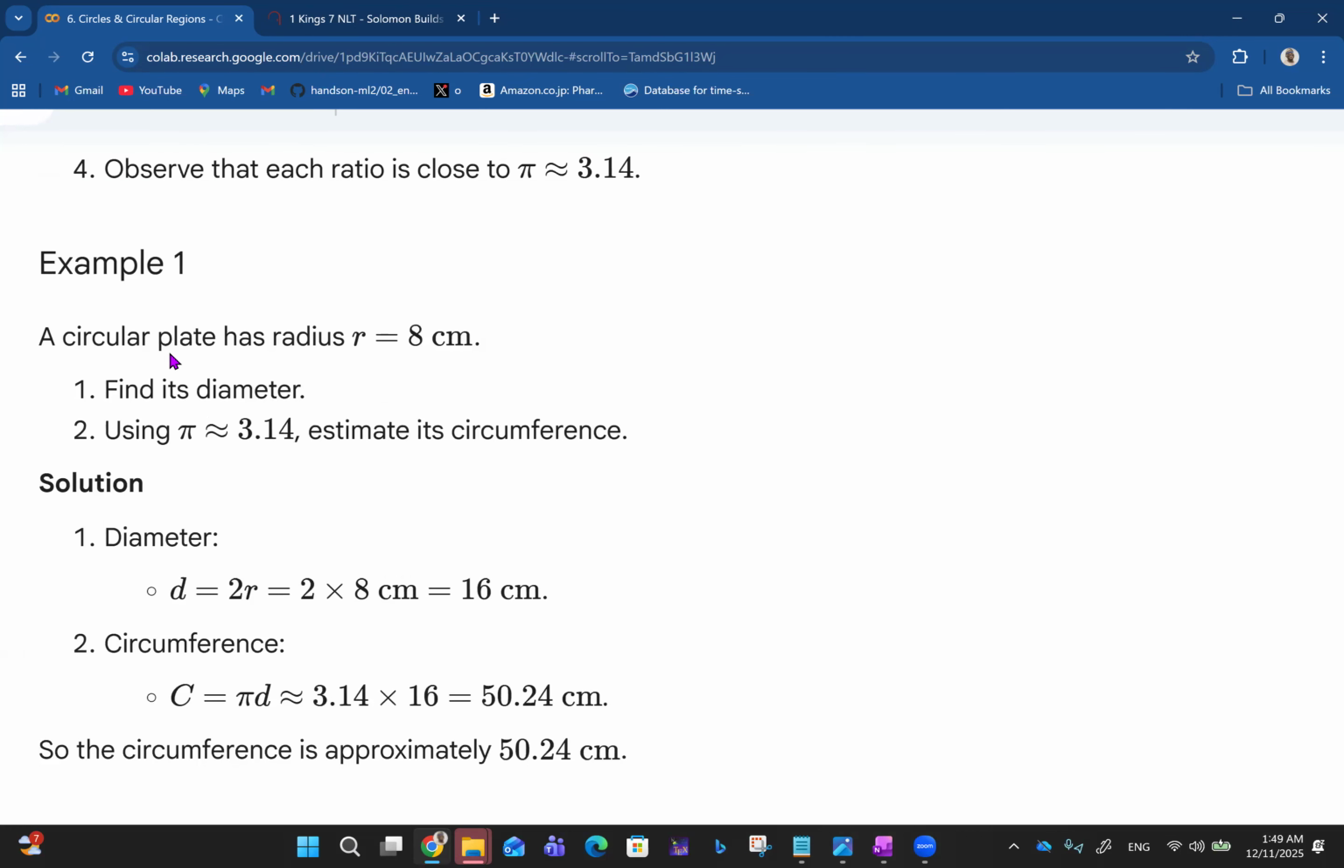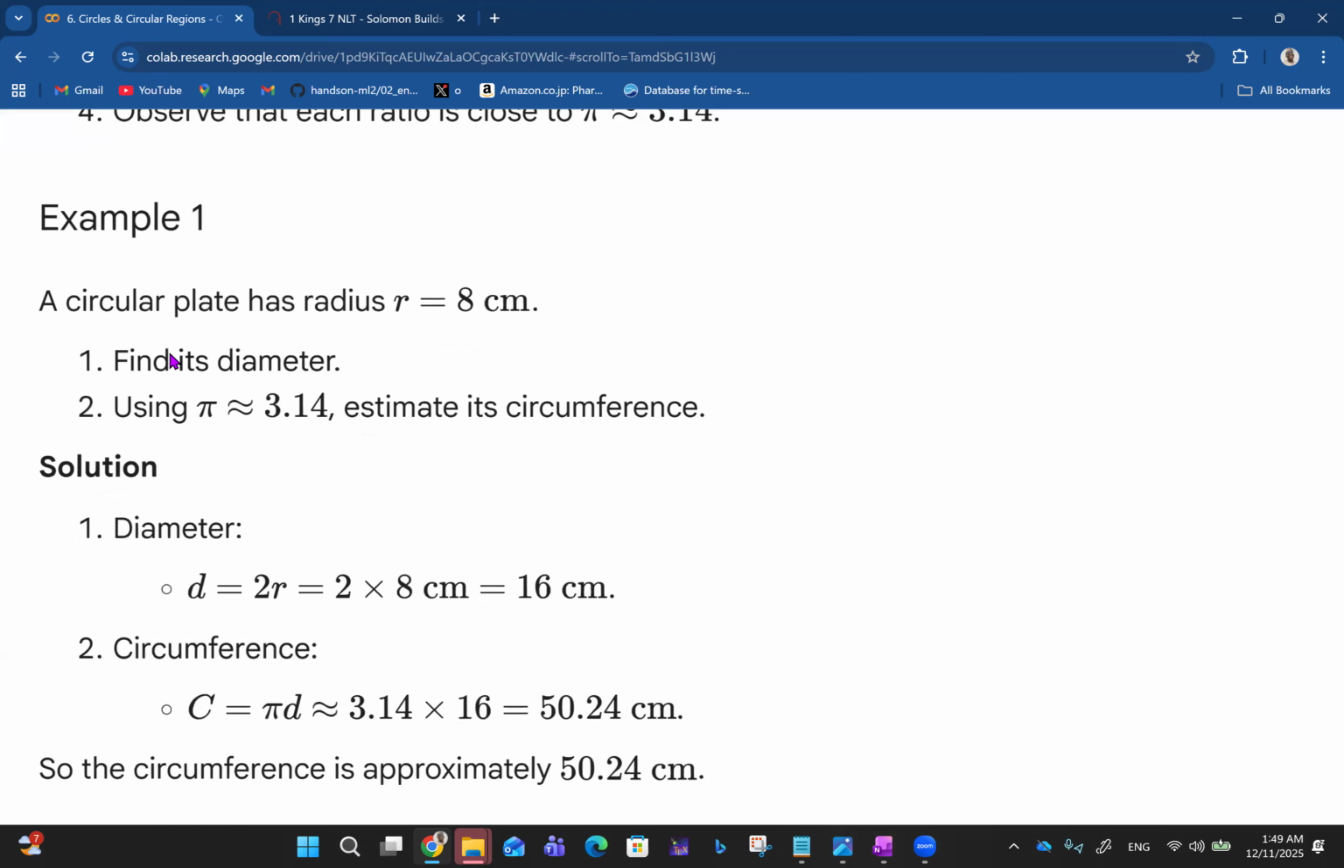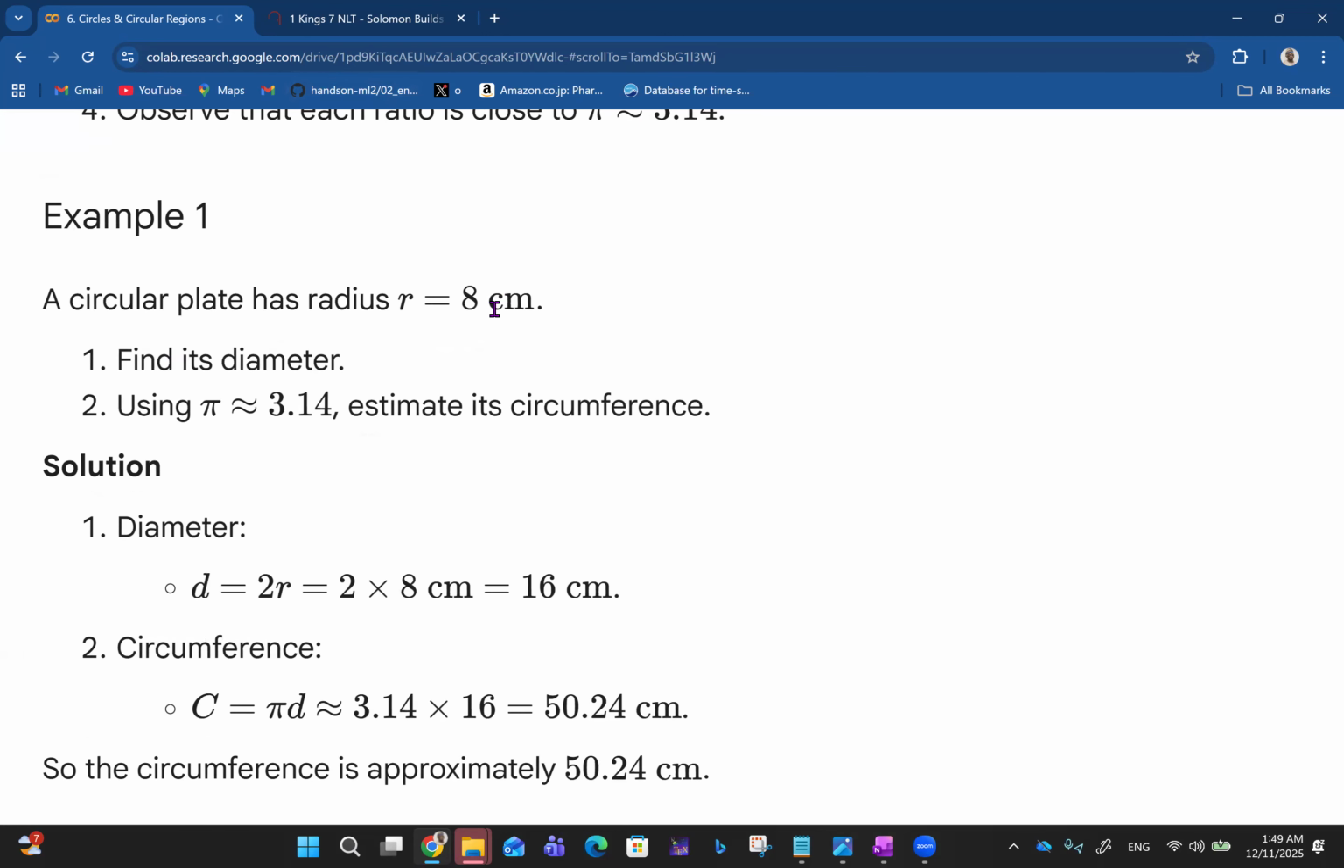So example 1: a circular plate has radius 8 cm. Find its diameter. Of course, we know that diameter is twice the radius. Then using pi, which is approximately 3.14, estimate its circumference. So the diameter is 2 times radius. If the radius is 8, then the diameter is 16.